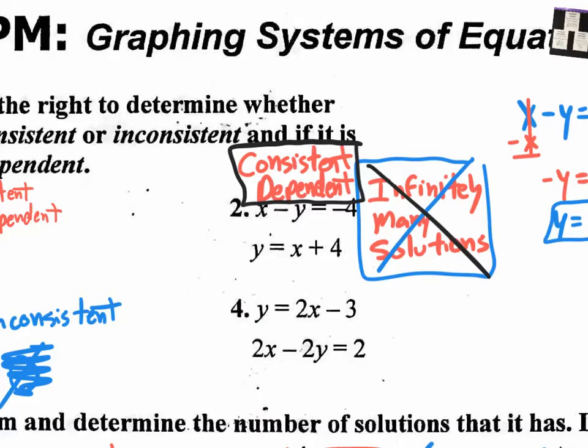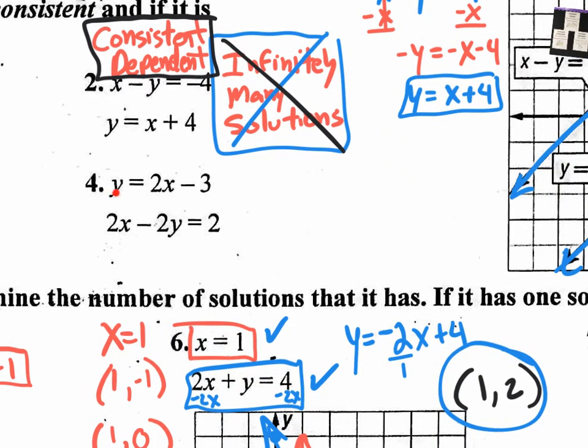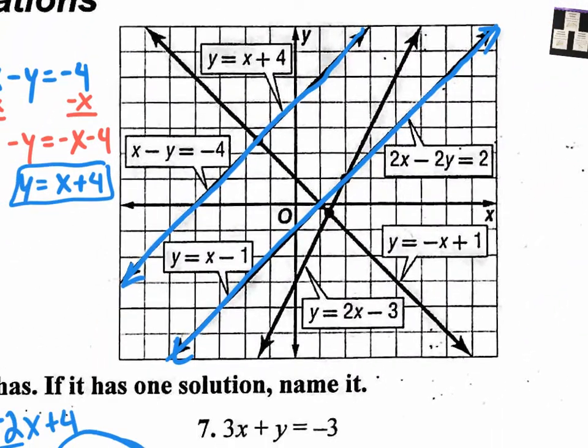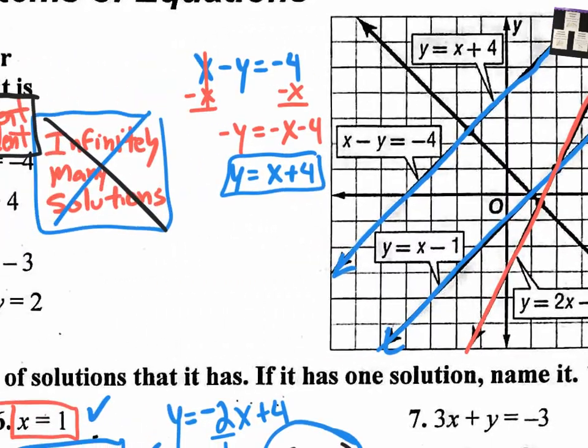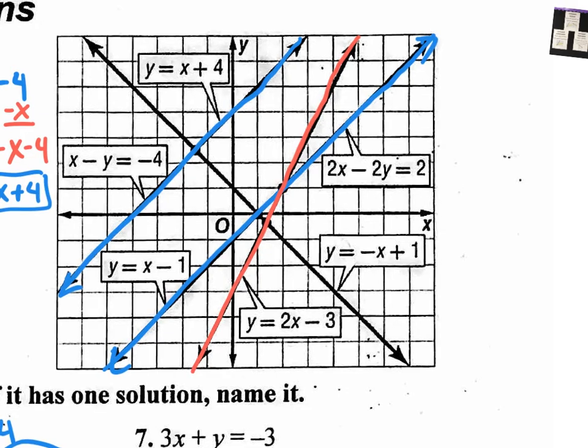Let's move on. Number 4, I spent way too much time on number 2, I'm sorry. Let's look for y equals 2x minus 3 over here. Y equals 2x minus 3 is right here. They're talking about this line right here. I might as well color it red so we can see it better. There it is. And let's look at the other equation they're looking for, 2x minus 2y equals 2. It's right here. It's this blue line.